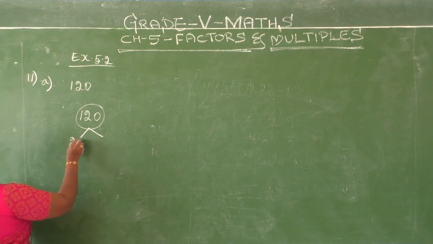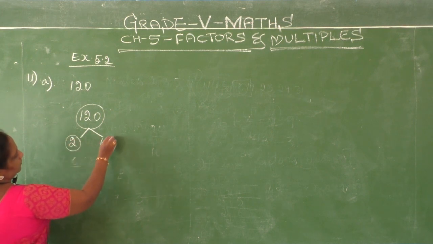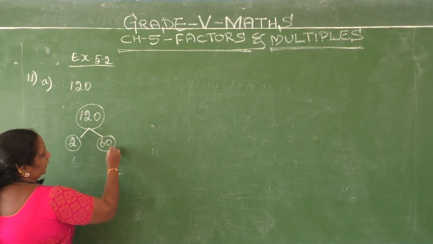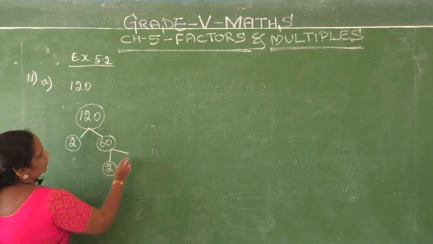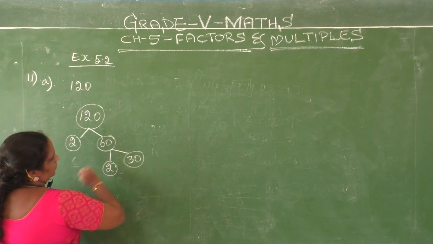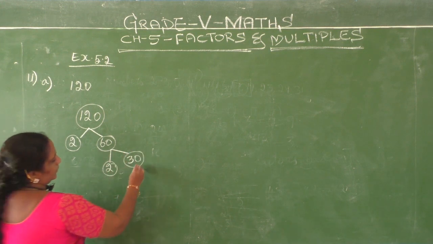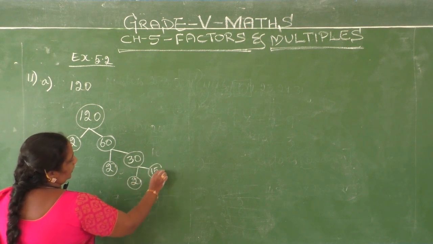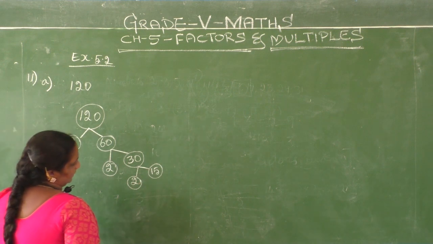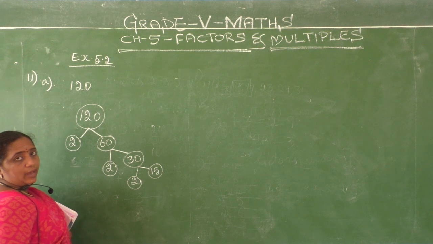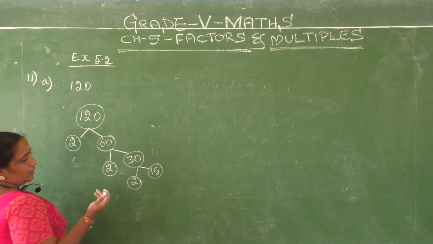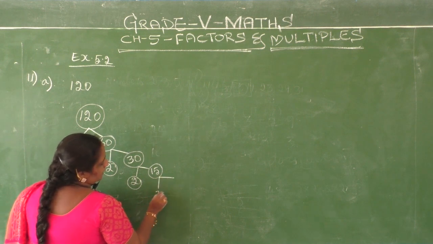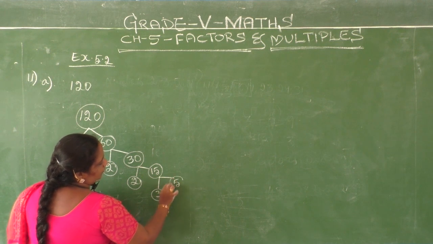So, two 60s are 120. Again 0, so again I am taking the 2 table. Two 30s are 60. Again 0. Again I am taking the 2 table. Two 15s are 30. See here in your ones place you have 5 only. So hereafter we will not take 2. So I am taking the 3 table. Three 5s are 15.